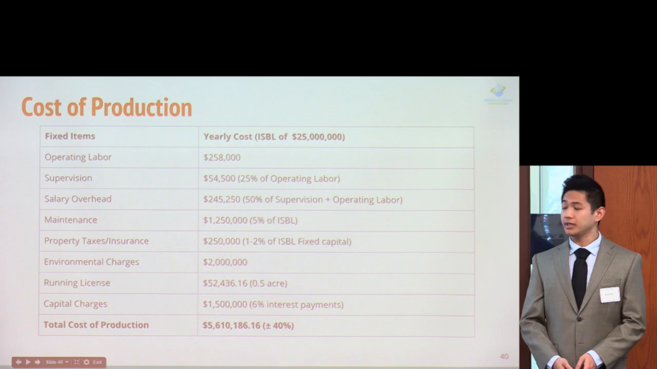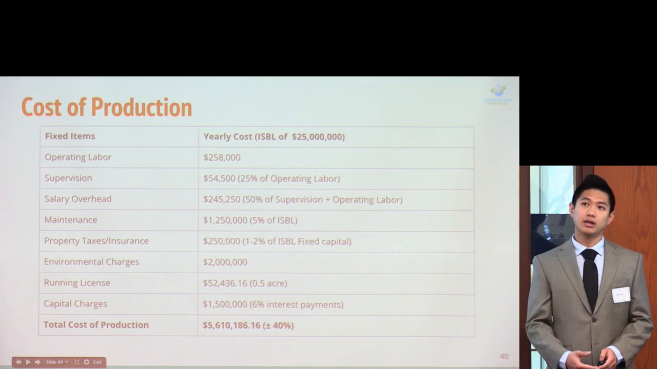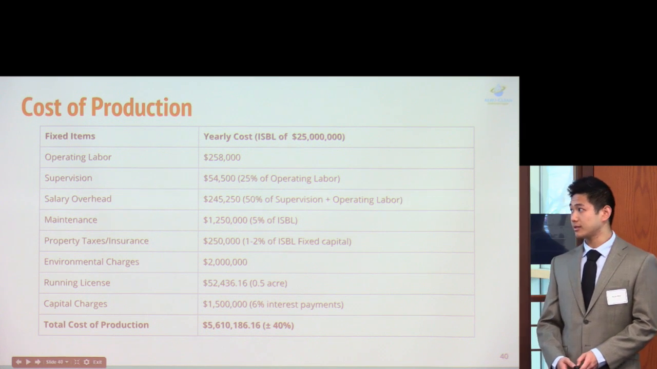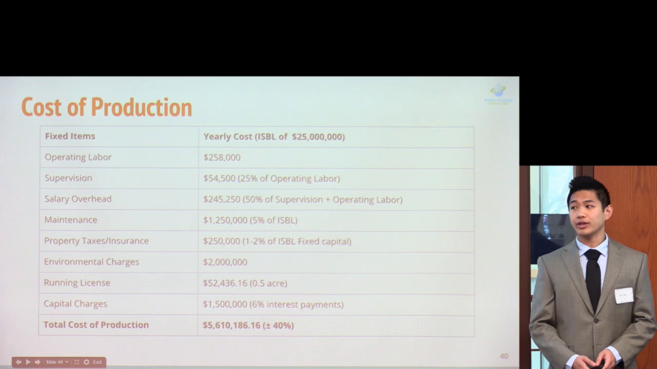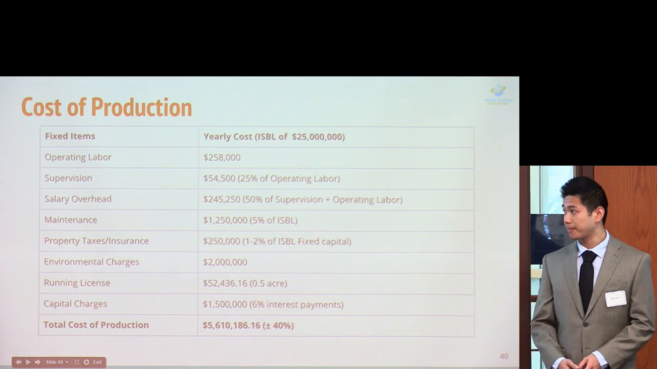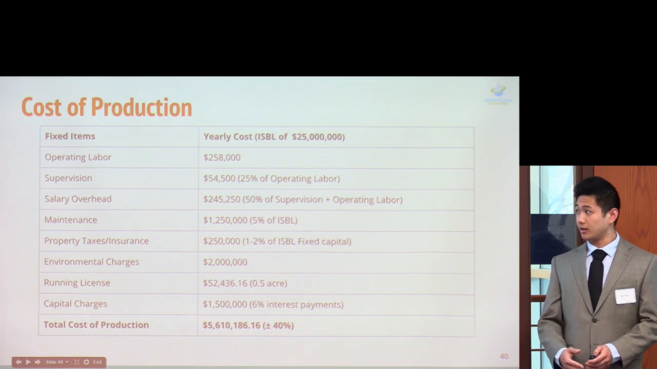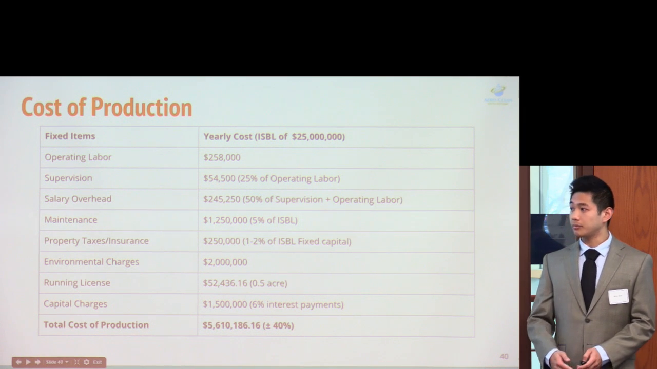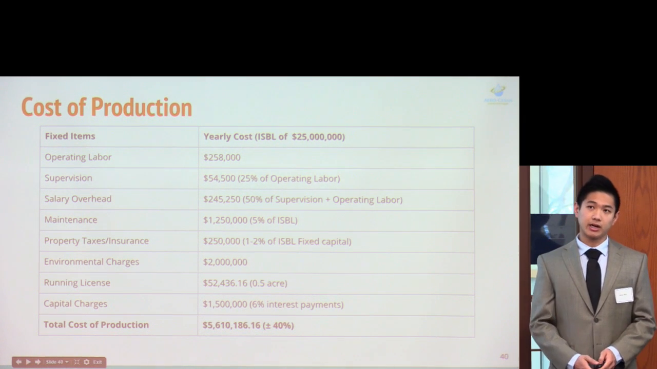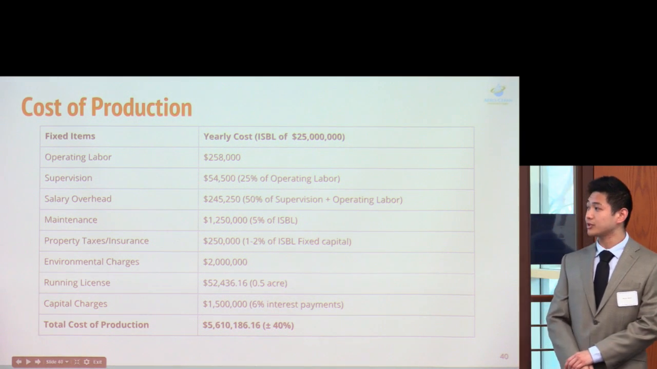Because our only chemical is ethanol, our environmental charges are going to be less than other chemical plants. And our running license is going to be below global market average, as land in China is cheap. Totaling our other parameters, we come to a total of $5.6 million, and this is an estimate plus or minus 40%. These numbers will be more concrete once we begin our starting phase of construction of our manufacturing facility.